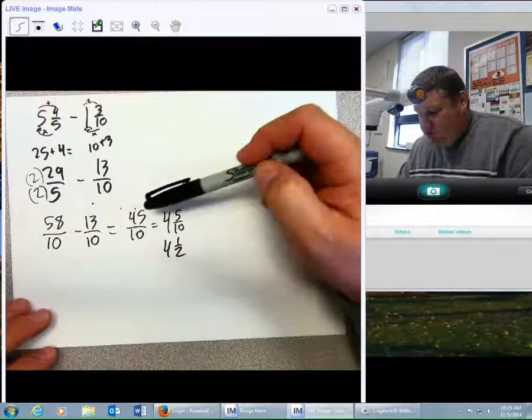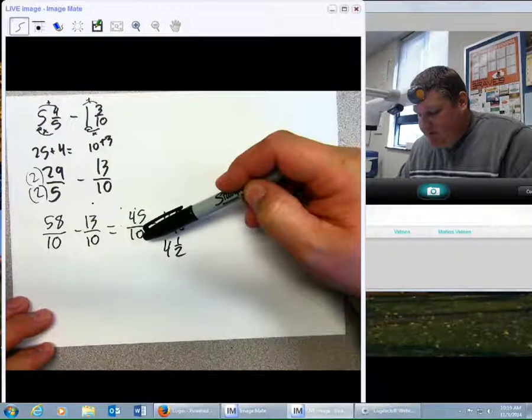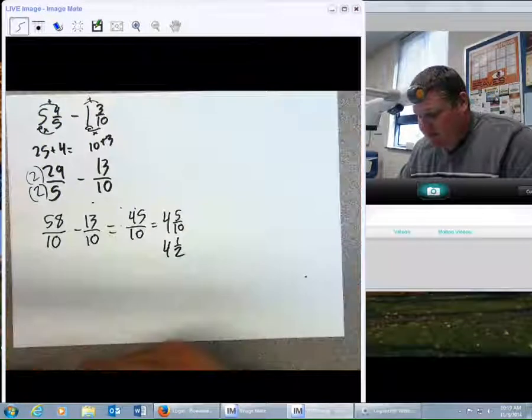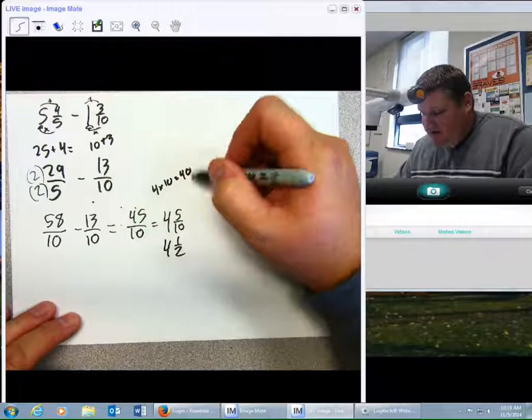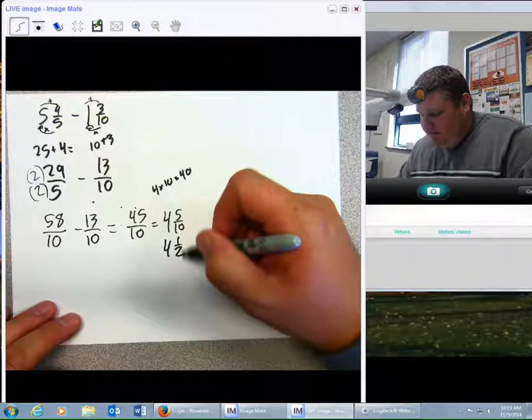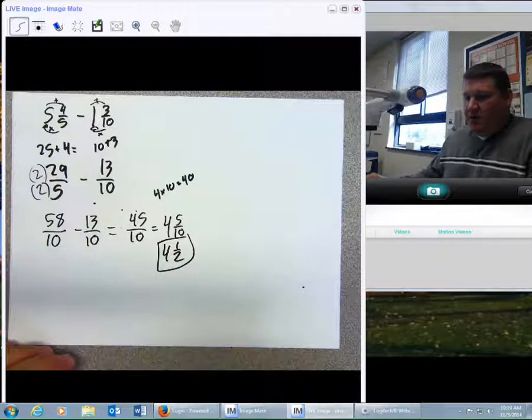So it becomes 45 over 10, which means how many times does 10 go into 45? It goes in 4 times, because 4 times 10 is 40. And so I take 45, take away 40, leaves 5. I reduce 5 tenths to 1/2, and that's my answer. Okay, that's adding and subtracting mixed numbers.